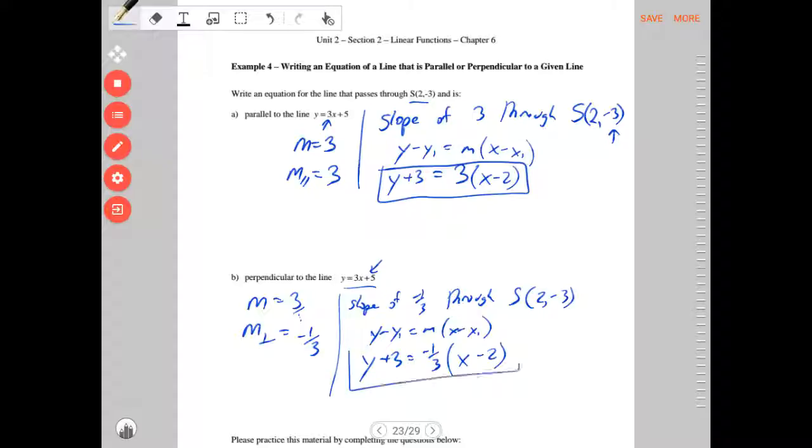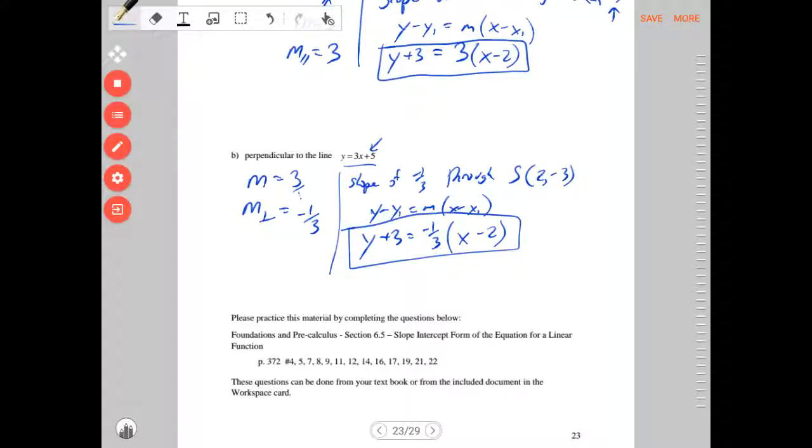Awesome, so that is it. We're done this section. I need you guys to practice this. It's section 6.5 in your textbook, starting on page 372. Again, print these pages from the workspace card, because then you can write all over them. It's so much more convenient. I know that seems like a lot of questions, but you need the practice on this. And remember, you can also do more if you want to. Please show your teacher when you're done this.